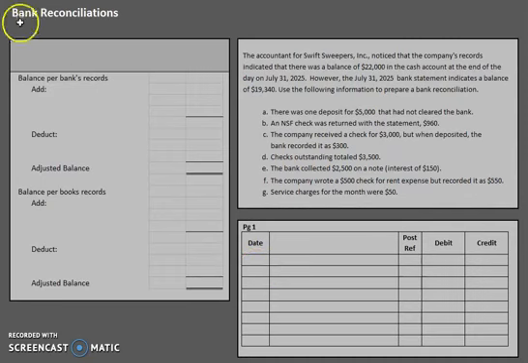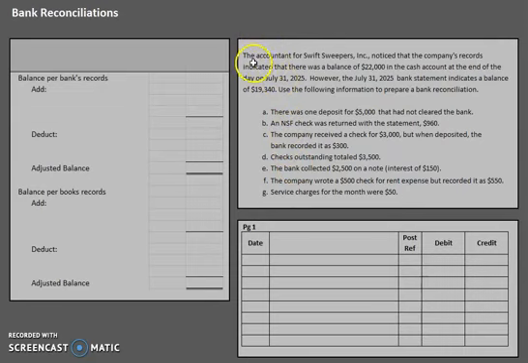Today we're going to be going over bank reconciliations as well as the journal entries that may be required for a bank reconciliation. So here we have an example. Off to the left is the bank reconciliation we are going to complete, and right here we have all of the information that we need in order to complete this reconciliation.